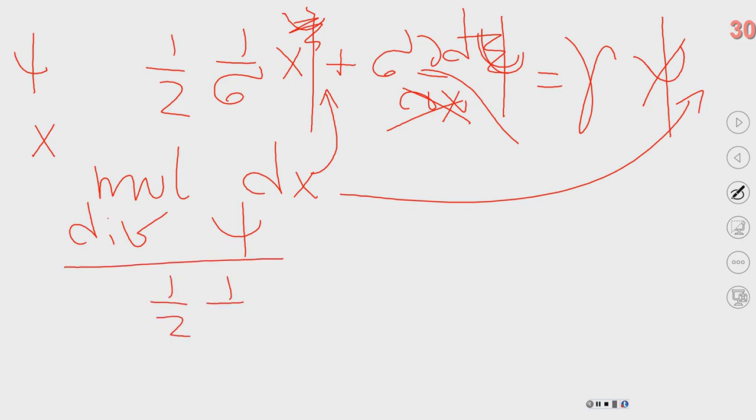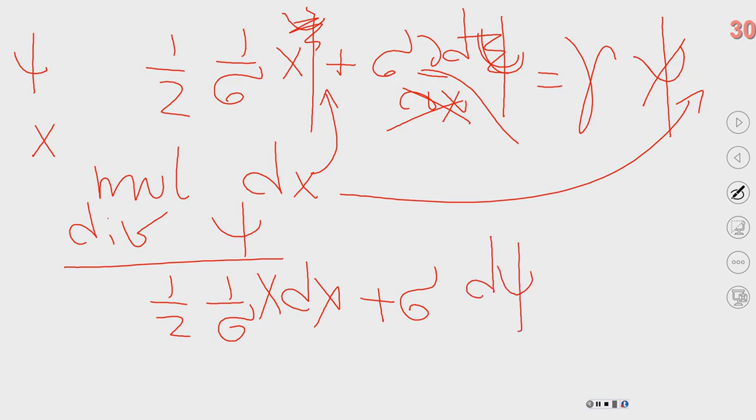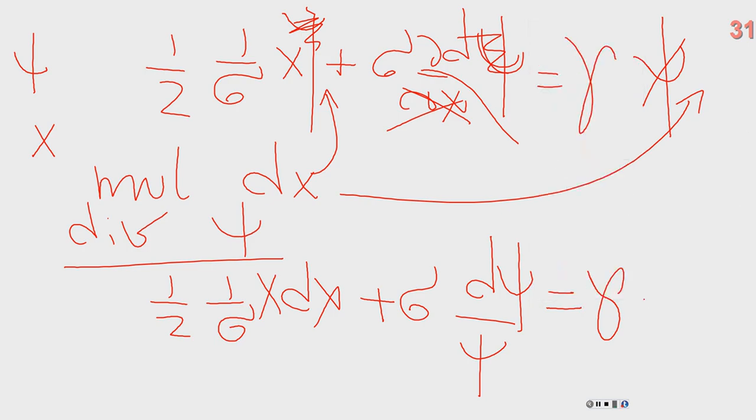1, 2, sigma dx, x dx. Right? Catch me if you can. It's not hard. I'm making many mistakes. Plus sigma stays here, d psi stays there, and dx is gone. Right? Gamma. Here we got psi because we were dividing by it. And here we get gamma multiplied by what?